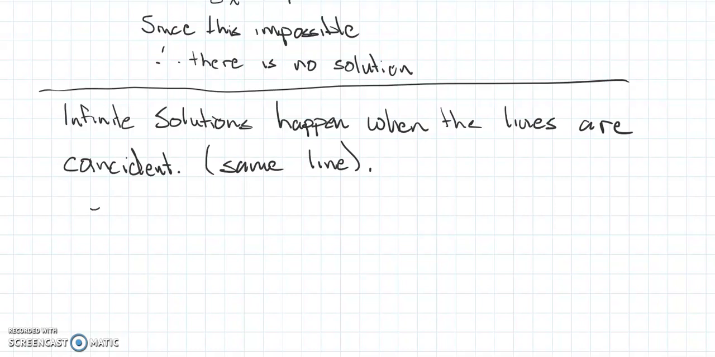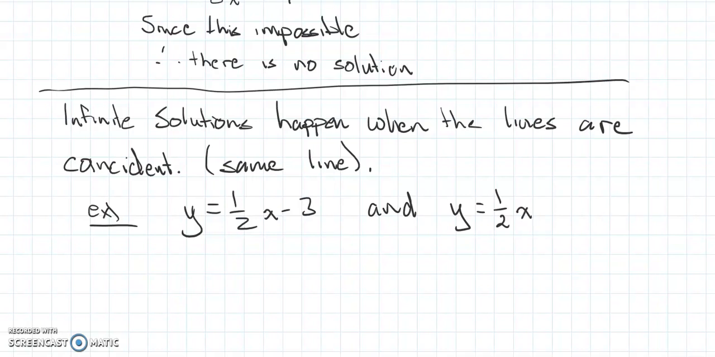Okay, so for example, say y equals 1/2 x minus 3, and the same line, y equals 1/2 x minus 3. So these lines are the same line, right? If you were to graph it, this is one of the lines, and then the other line is just right on top of it. So where are they intersecting? Well, they're intersecting at every point on the line. The whole line is a set of intersection.